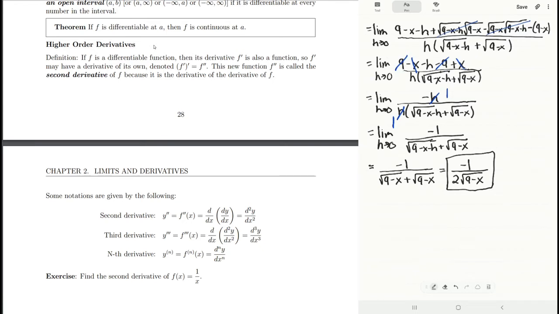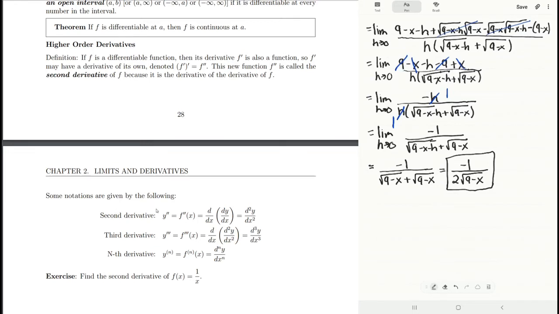Now we can also look at finding higher order derivatives. So if f is a differentiable function, then its derivative f prime is also a function. And so f prime may have a derivative of its own. And we can denote this by f double prime or f prime prime. This new function, f double prime, is called the second derivative of f because it is the derivative of the derivative of f. And so here we have some notations to denote the derivatives of higher order.